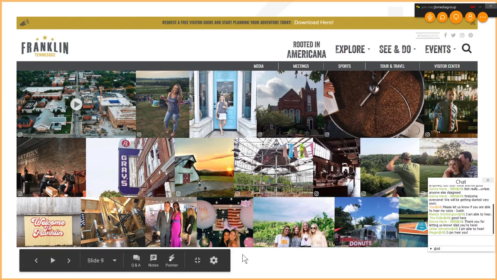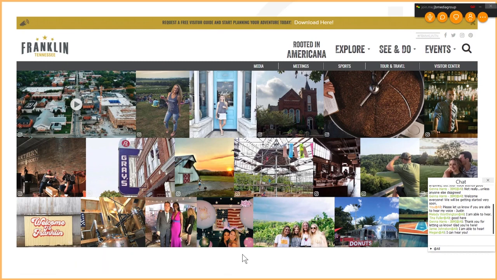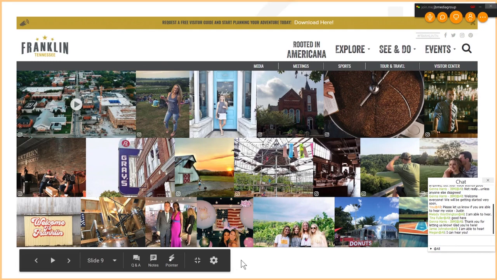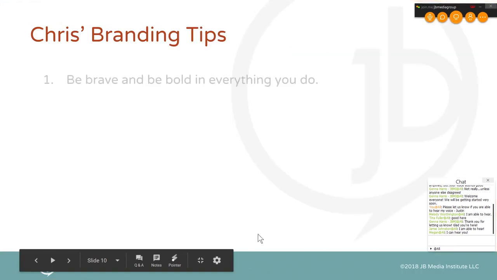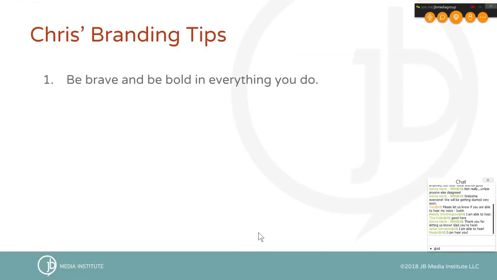You can do this through plugins or custom coding to make it load approved images with a certain hashtag, and you can put those hashtags out in signage, email, social media campaigns to get people to utilize them to get the content in. So Chris gave me a couple branding tips to share.